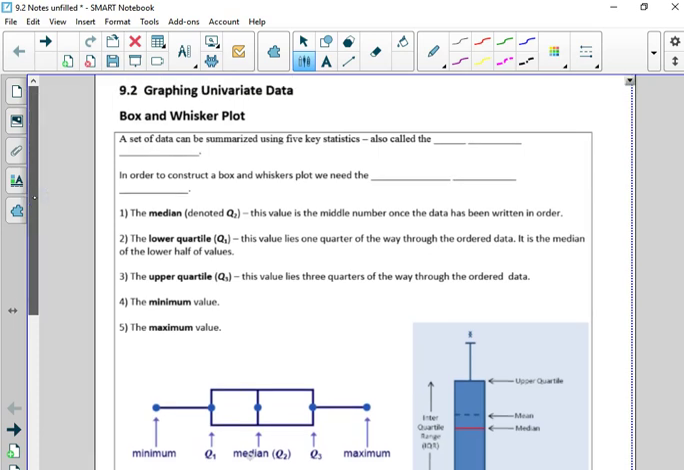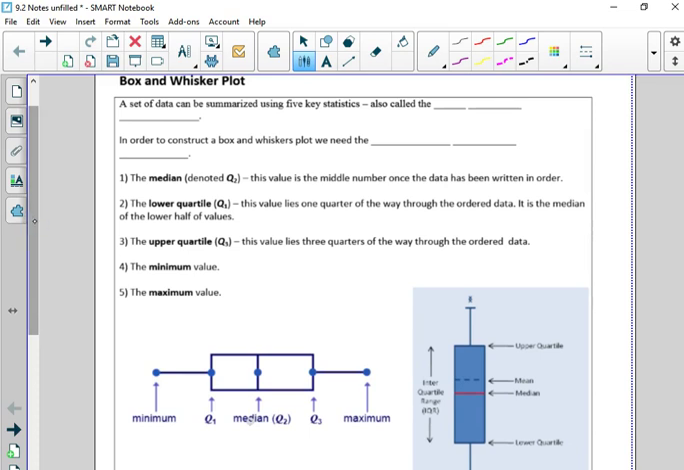All right, 9.2. Box and whisker plot. This is called a box and whisker because basically there's a box and then there's whiskers. Like a cat, yes. Or a dog. Okay, so a set of data can be summarized by using five key statistics called the five-number summary.